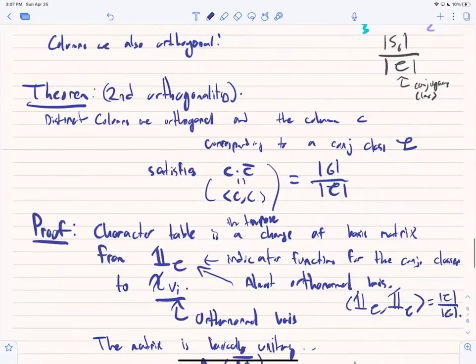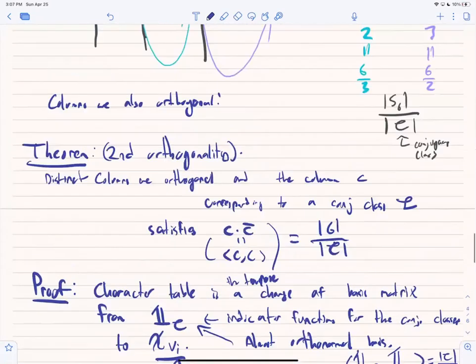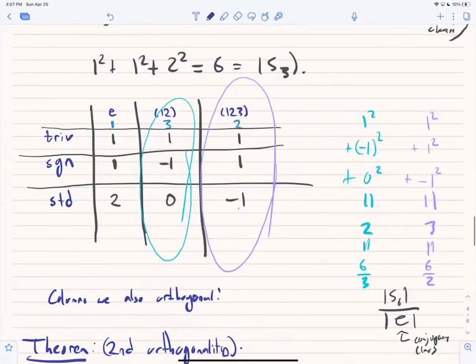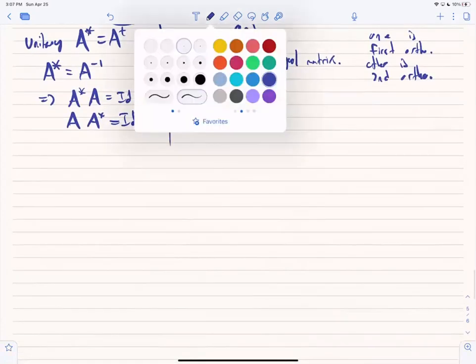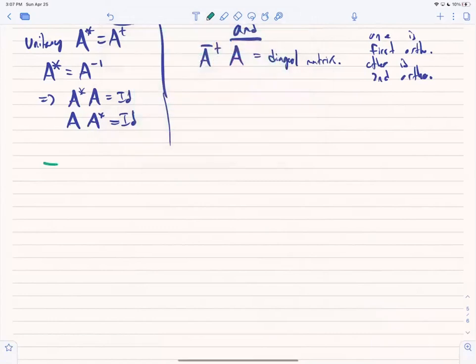So that's a proof of second orthogonality, but the main thing to remember is the statement, and the statement is super useful in practice. Let's do a final illustration of how it's useful, and that will wrap things up. I'll make a few remarks after this example. So we're going to do the character table of S4.